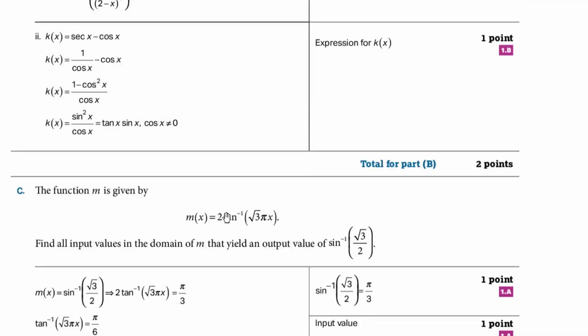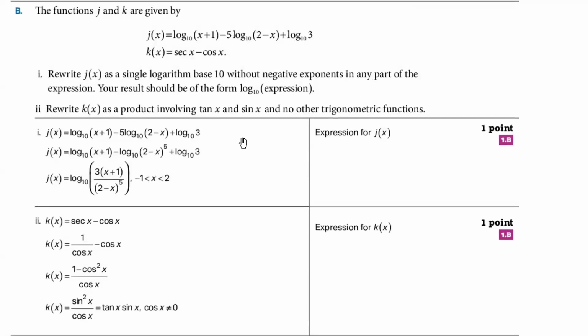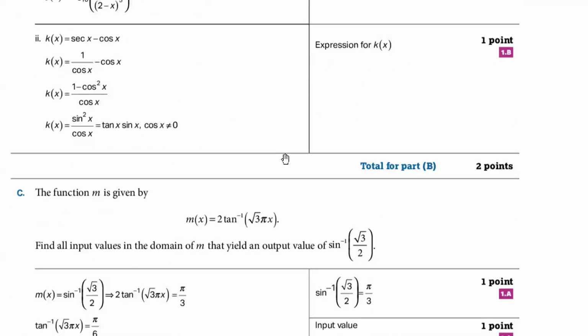Okay. The key thing here, I believe, is that to get the full points, you do have to write restrictions, and there are going to be restrictions on part B. Okay. So there will be restrictions on part B.